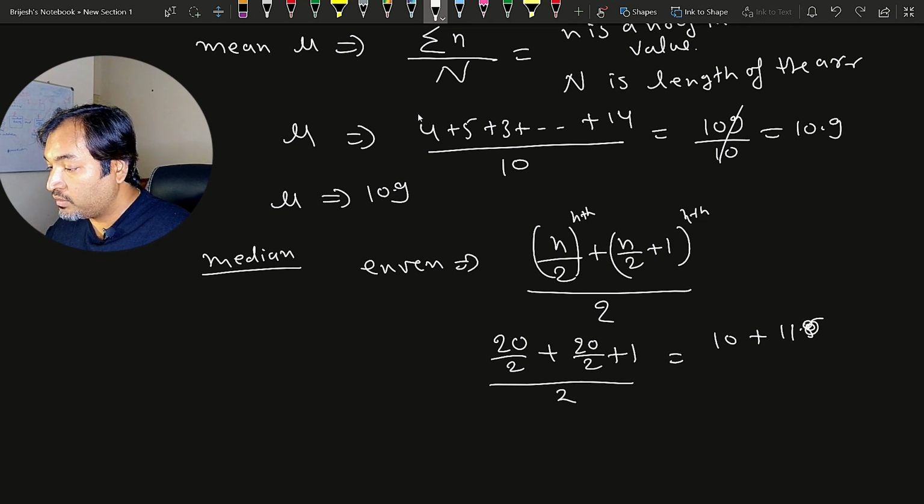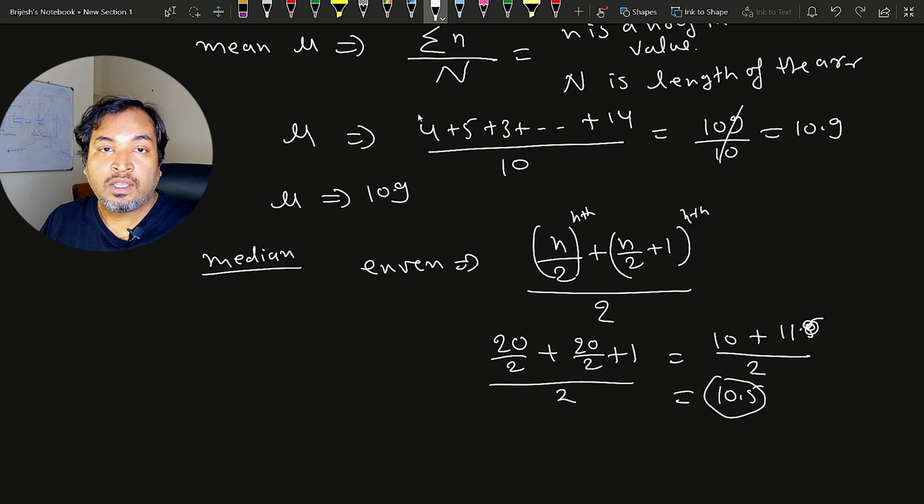No, 11 only, right? 11 by 2. So you will get 10.5 as a median value, right? So the median value will come to 10.5.